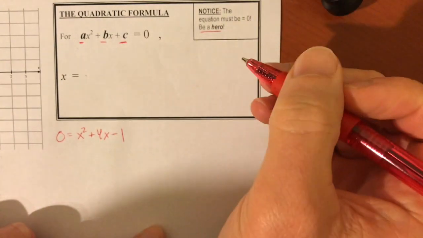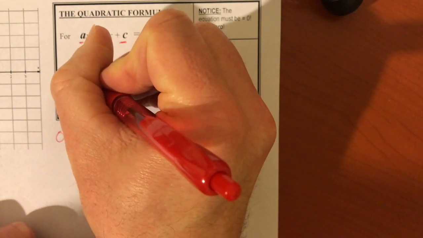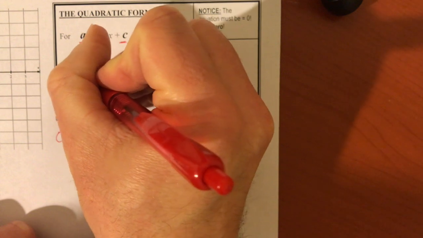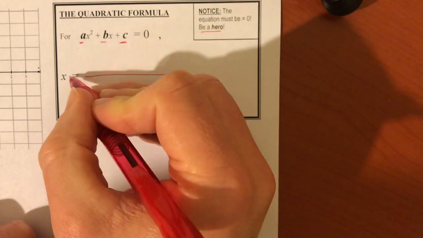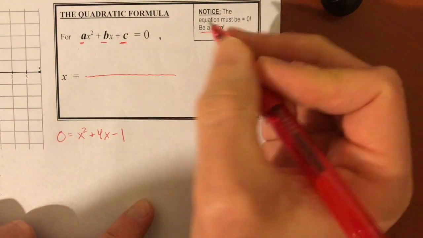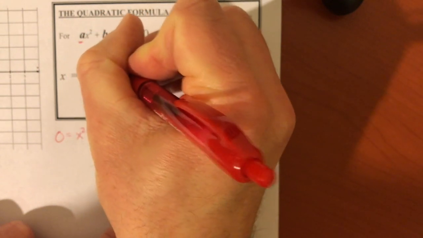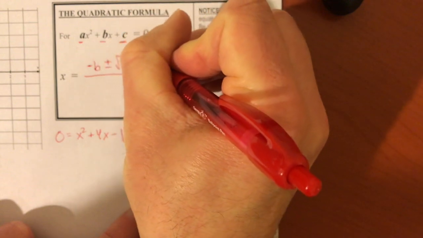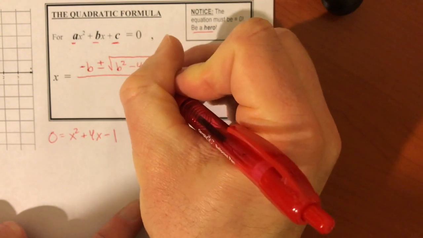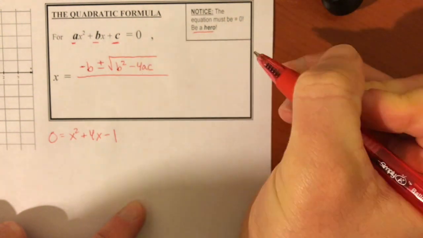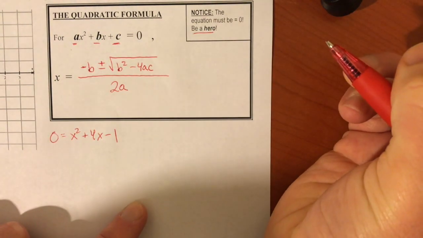It's not something you would just come up with off the top of your head. If we learn how to complete the square later in the year, you can derive it. But here is the formula. It's a big fraction. And the x values you're looking for, the solutions, which we got by factoring the other equation, would always be negative b plus or minus the square root of b squared minus 4 times a times c. And it's all divided by 2 times a.